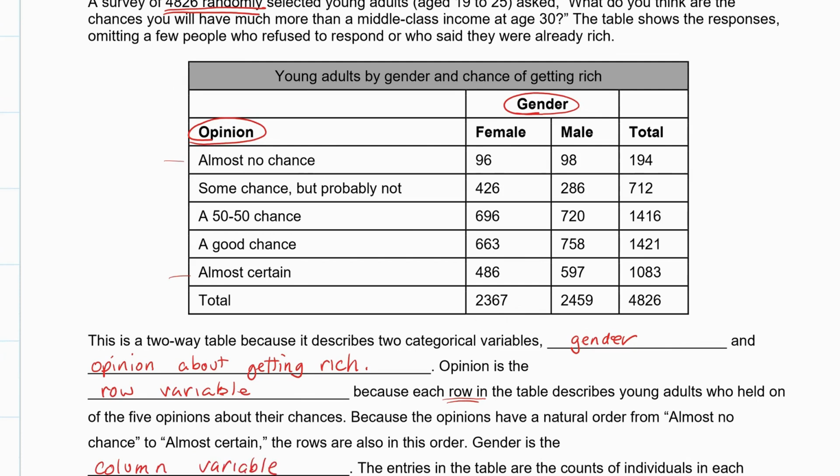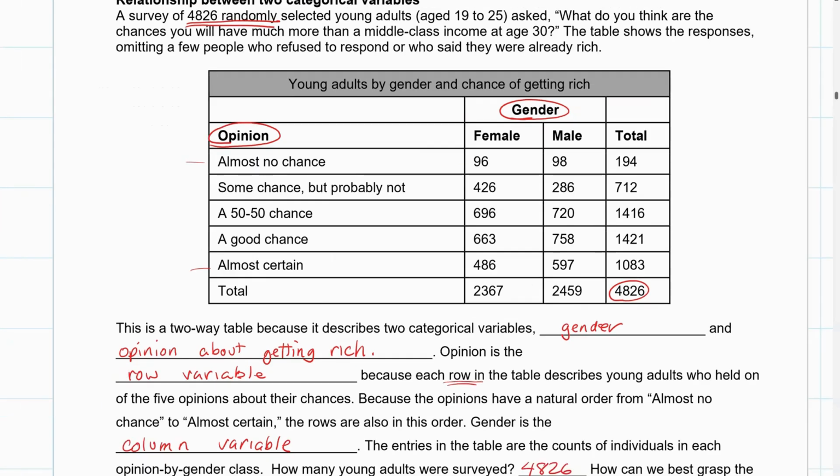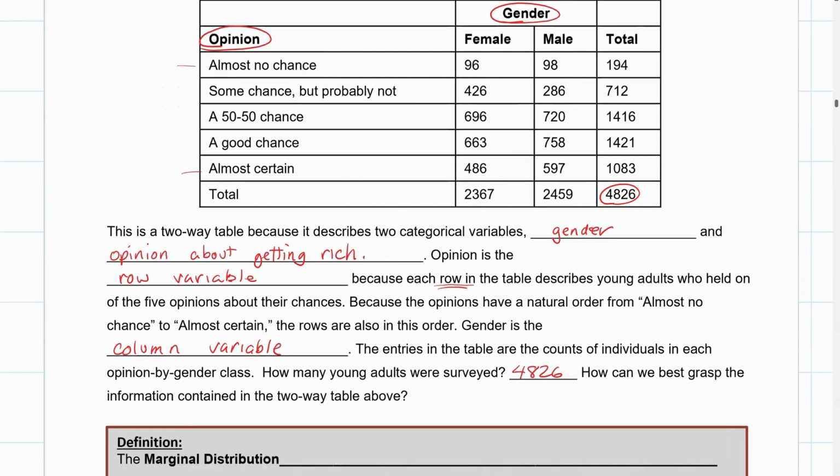Okay? And the entries in the table are the counts of individuals in each of those categories. So we can say, hey, there were 96 females who thought there was almost no chance of getting rich. How many adults were surveyed? That number is found here, which is sometimes called the table total. So 4,826 were surveyed.